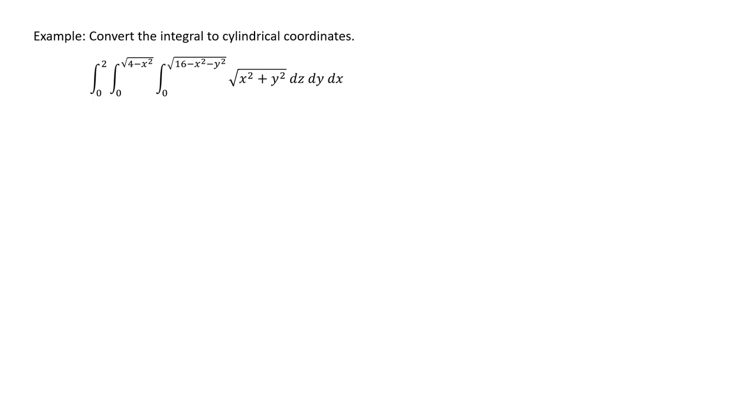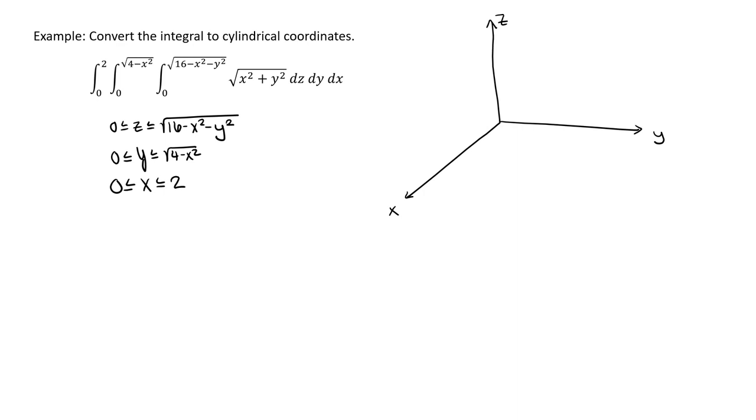Let's see if we can convert the integral into cylindrical coordinates. So change this integral into cylindrical coordinates. The very first thing I'm going to do is try to draw a picture to describe what exactly is this volume that we're integrating over. So again, the bounds of integration are describing the volume that we're integrating over. The z values are going from 0 to root 16 minus x squared minus y squared. And then the y values are next, going from 0 to root 4 minus x squared. And then finally our x's go from 0 to 2.